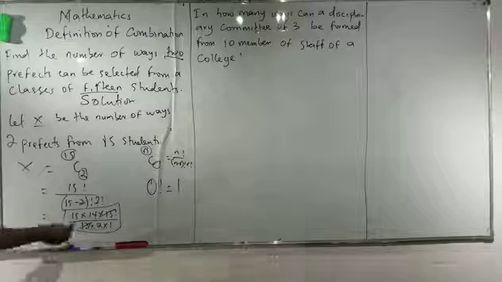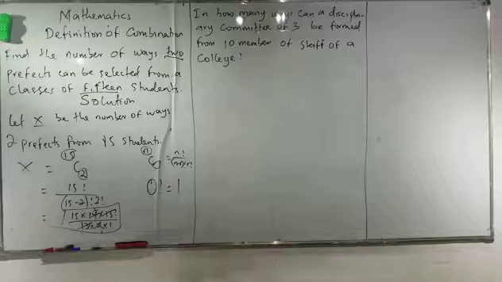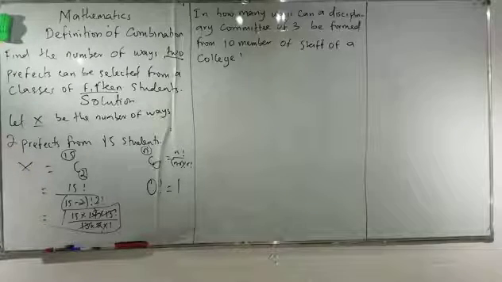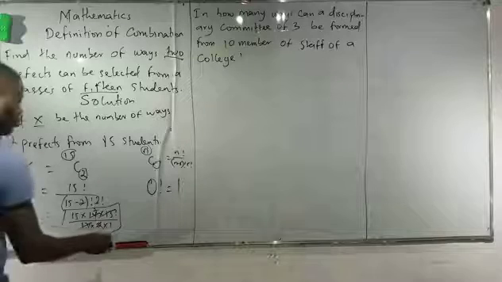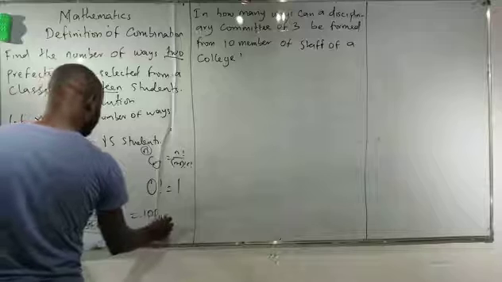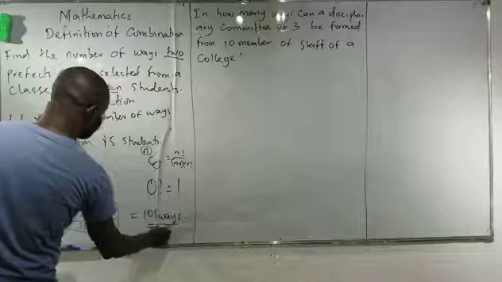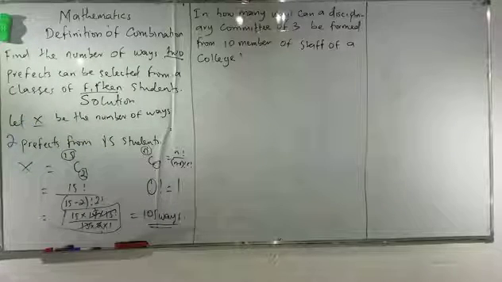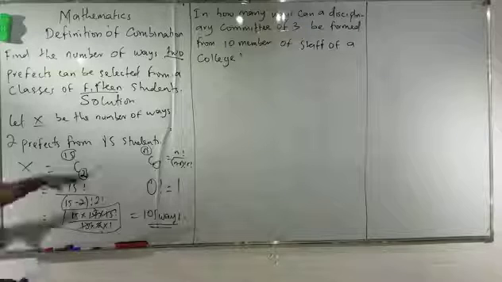This will cancel this. 15 times 7, and 15 times 2 is 30, so that will be 105 ways. 105 ways. That is the answer. Now, can you see? It's a very simple question. Just understand the word problem.